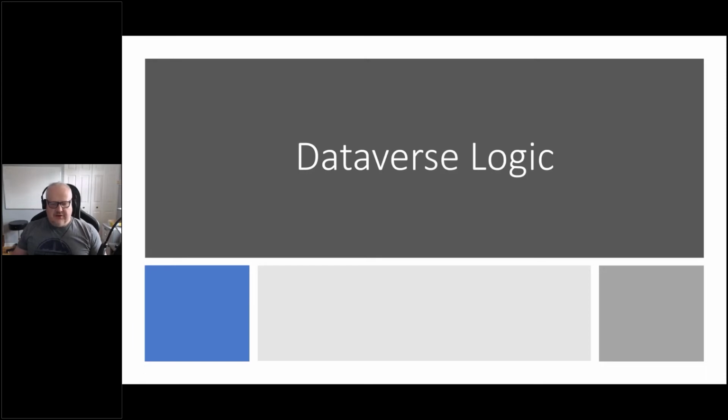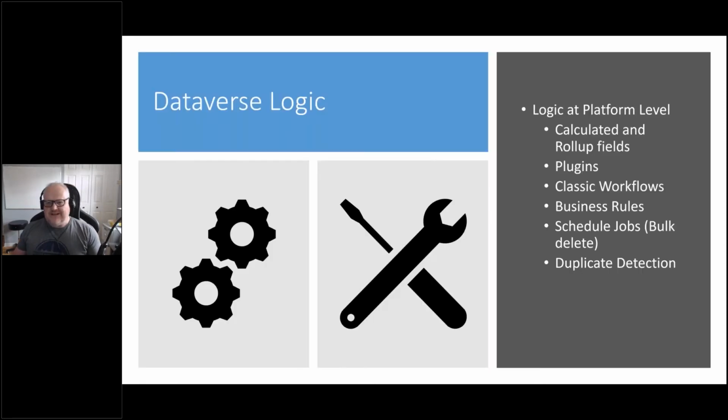Next thing I want to talk about is what we call Dataverse logic. Yes, we can build Power Automate flows. We can build some plugins using C# and calling the web API or from other languages, but there are some built-in tools directly in Dataverse that allow us to do some on-the-fly logic. Some examples of that are things like calculated and roll-up fields. We did talk about plugins. There are also what I call the classic workflows, which is that workflow engine built in Dataverse.